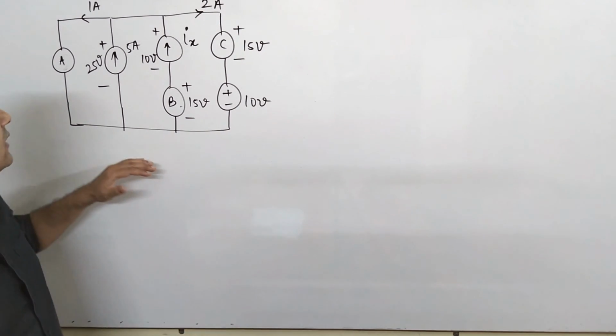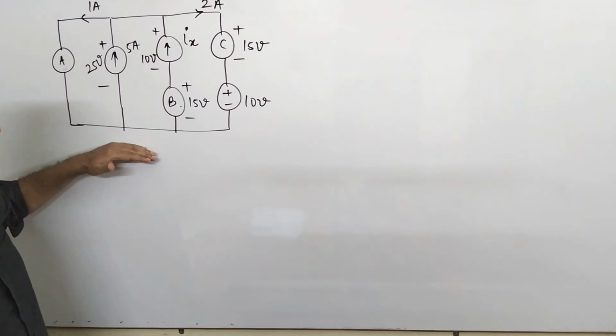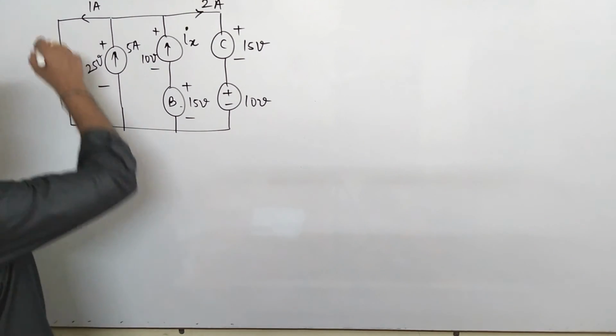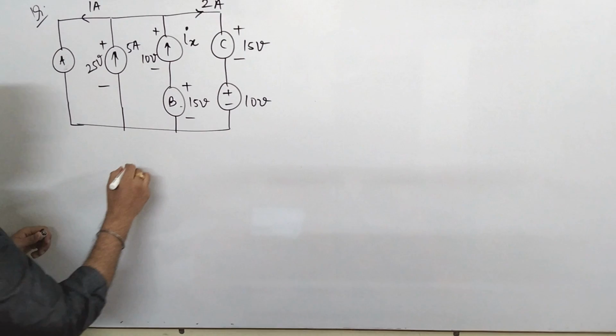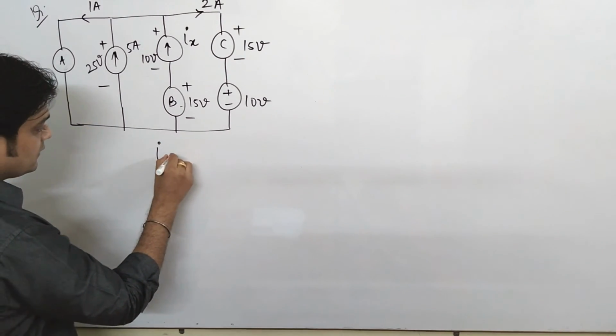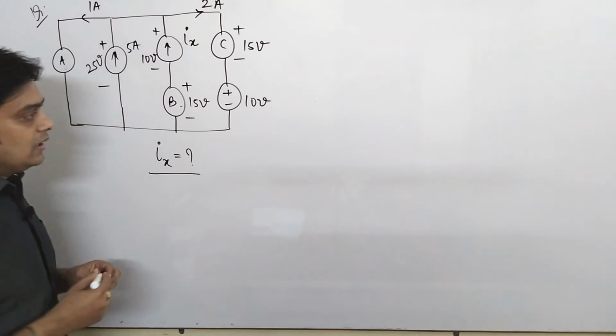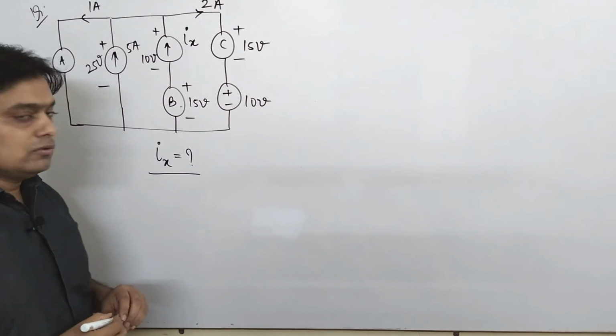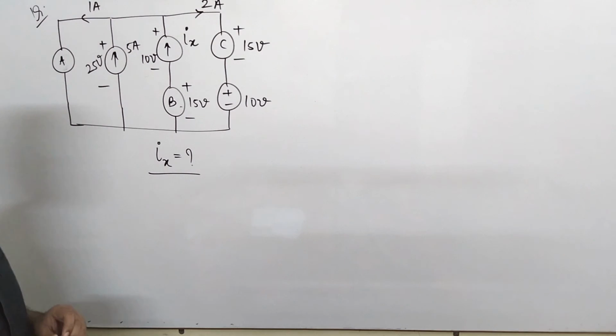Okay friends, we move on with the next problem under Tellegen's theorem. This is a problem in which you have to find the value of Ix using Tellegen's theorem. You can simply find the value of Ix also, but here we have to find the value of Ix using Tellegen's theorem. So we will see how we find the value of Ix.